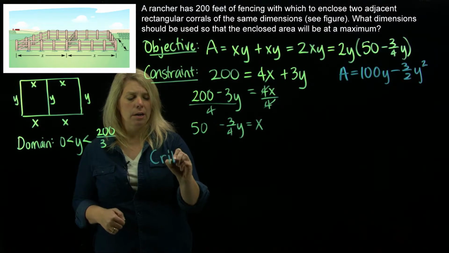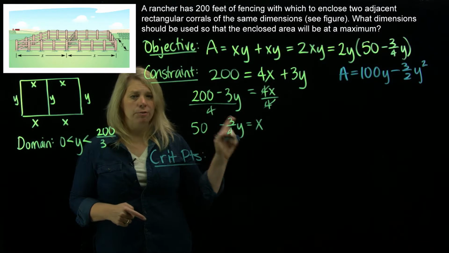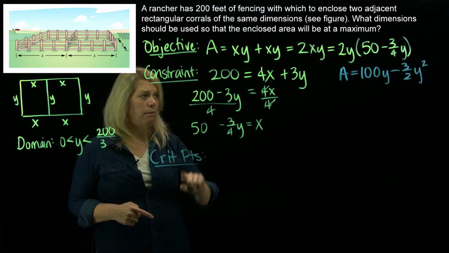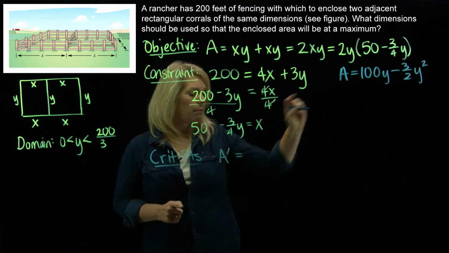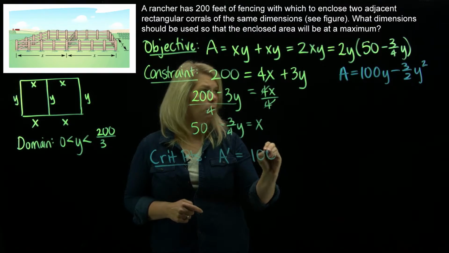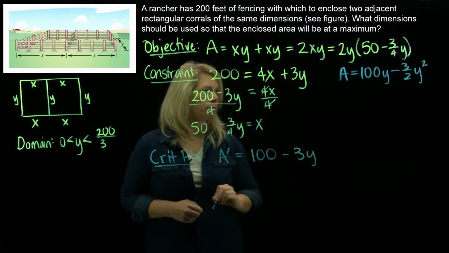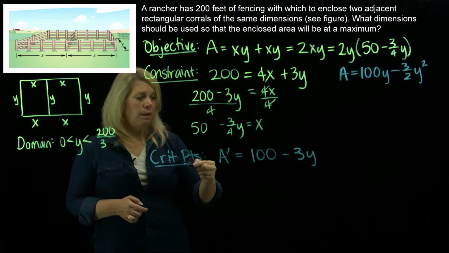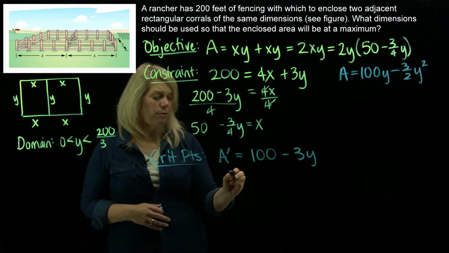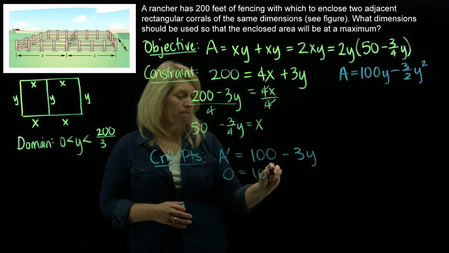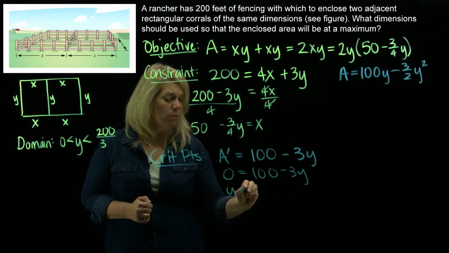We're going to find our critical points. So that comes from a derivative where the derivative is 0 or does not exist. So we'll have A prime, and I'm just differentiating this function here. So 100 minus 3y. Pretty straightforward derivative. That derivative doesn't ever not exist, so I can think about when that derivative is 0 and solve for y. So I'll get y equals 100/3.